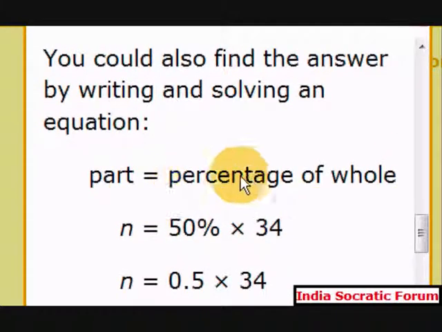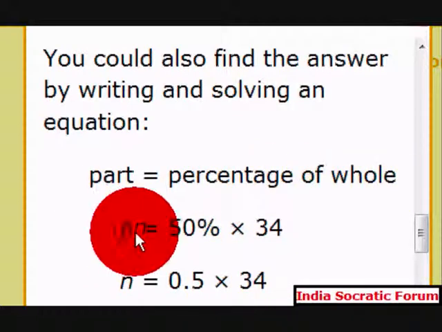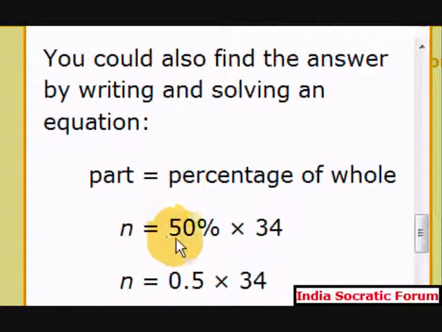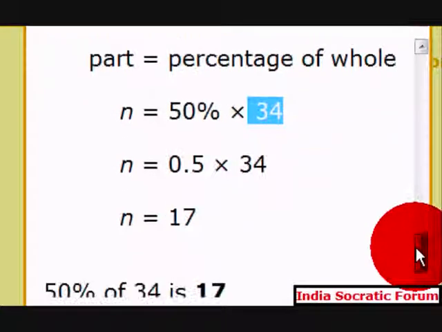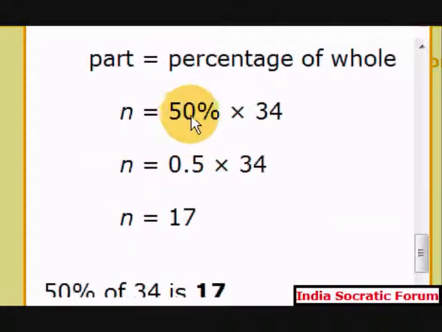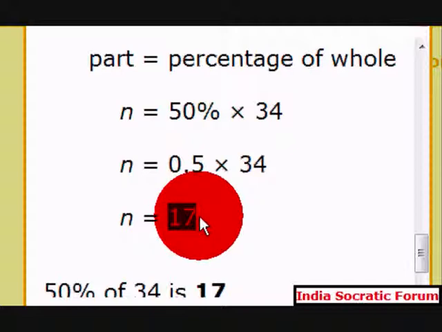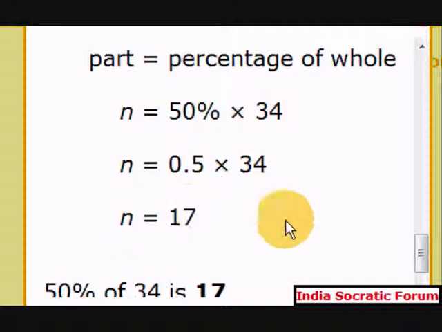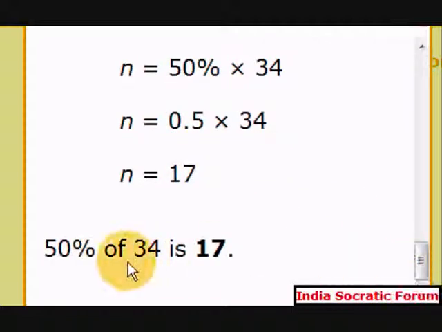Other method, part equals percentage of the whole. What is the part we want to find? n. Percentage is 50%, and the whole is 34. So n equals 50%, which is 50 divided by 100. Move 2 decimal places, 0.5, multiplied by 34. So 0.5 multiplied by 34 is 17. This is the part. So 50% of 34 is 17.